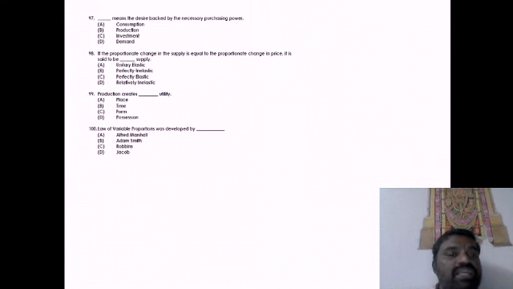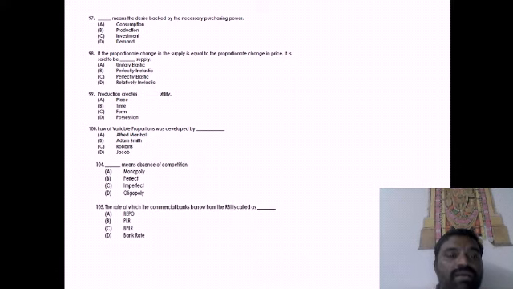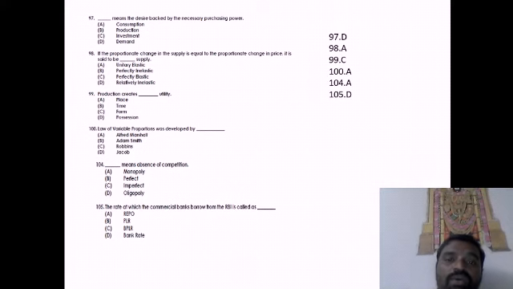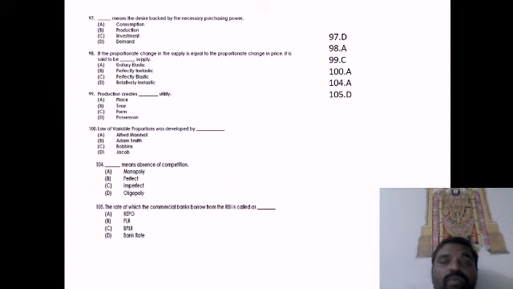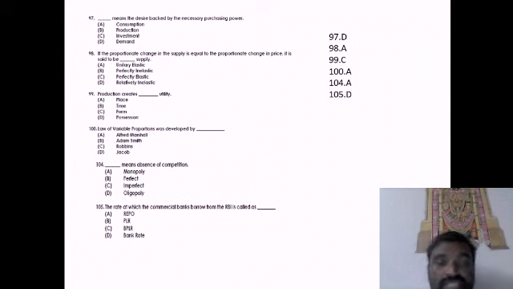Dash means the desire backed by the purchasing power. If we have desire, that is not the demand. Your desire should have some purchasing power. For example, if I want to buy one BMW car, that is not the demand for it. If I have money to buy that, if I have the purchasing power, then only I can say there is a demand for that. Next one. So answer is D.